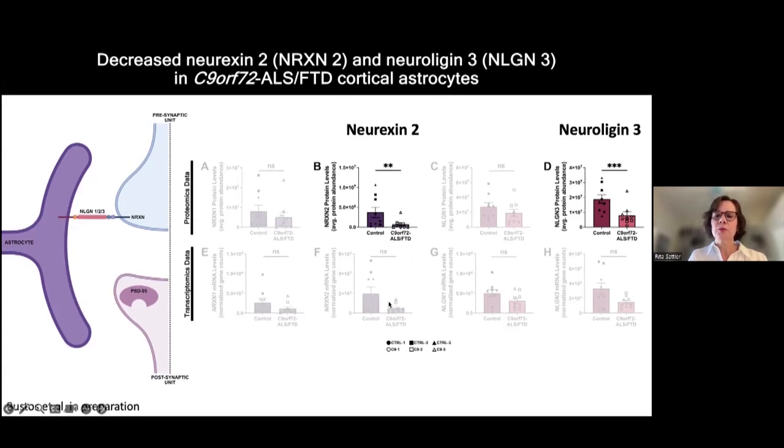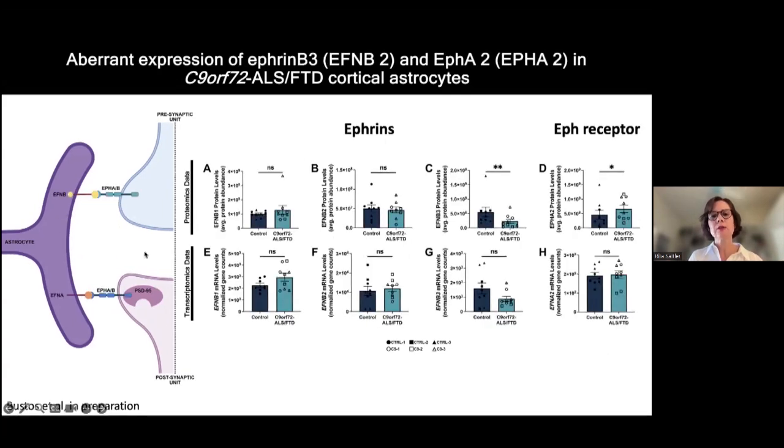The transcriptomic, as you can see here, always went in the right direction, but for some reason did not reach significance. But the protein data were actually really robust and showed us a significant difference between the controls and C9 with a downregulation of both neurexins and neuroligin 3, suggesting that with a reduction of these proteins and anchors, this might indeed contribute to loosening up the synapse and reducing the synaptic strengths. Let's look at the ephrins.